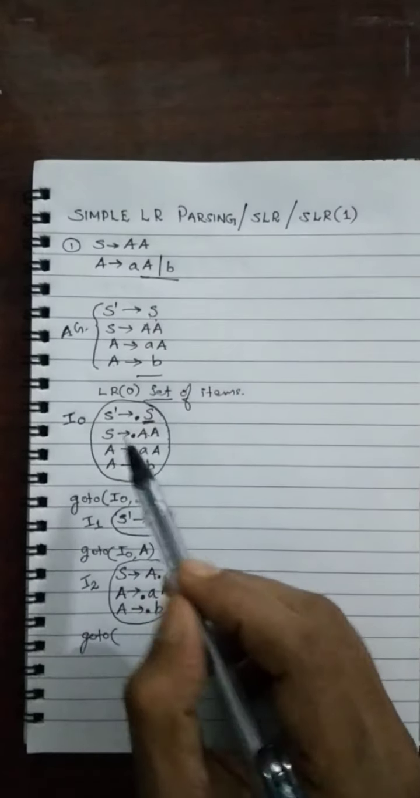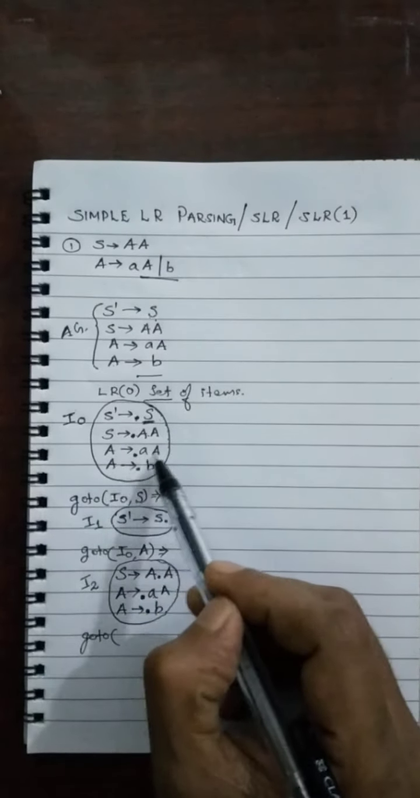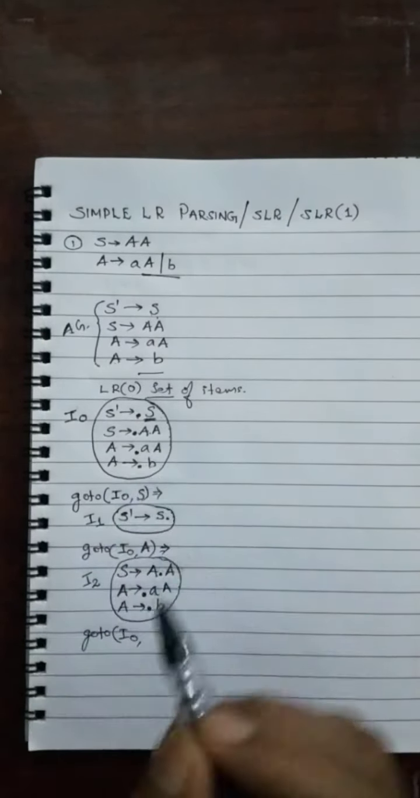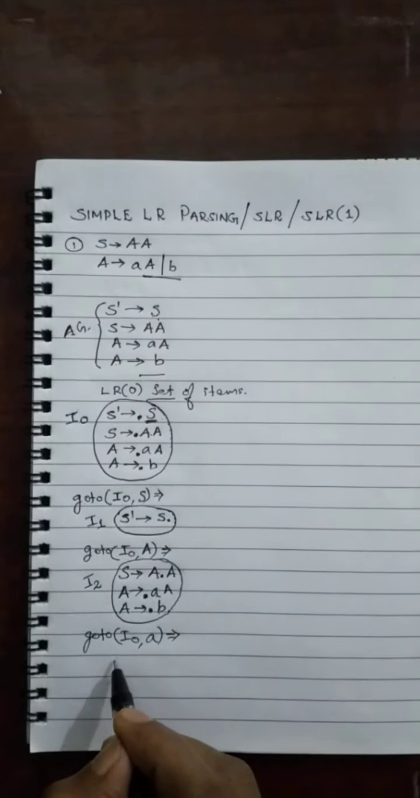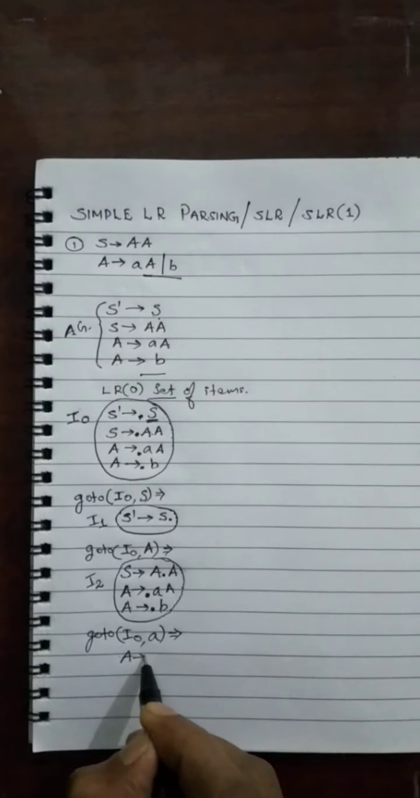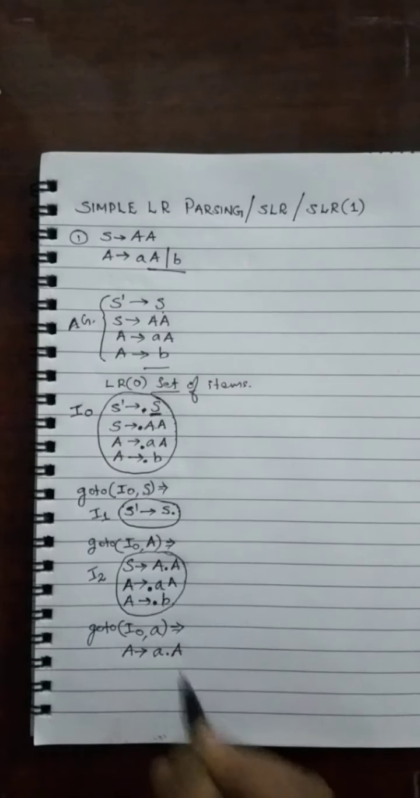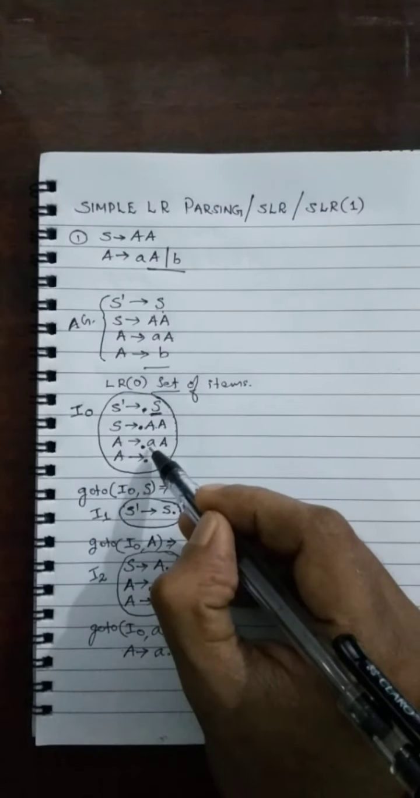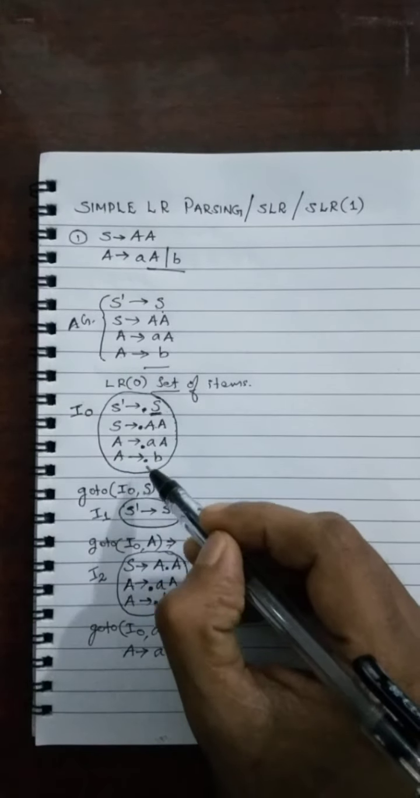So next, we have considered this production, we have considered this production. Now the production to consider is A producing dot small a capital A. So I0 with small a. What we have is capital A producing small a dot capital A. Fine. Any other productions with A after the dot? No. This is the only production which has A after the dot symbol.